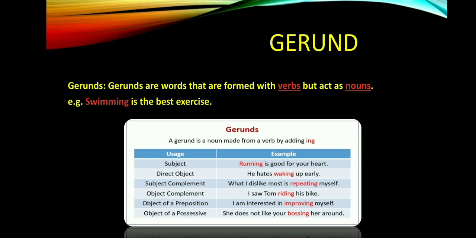For example, as a subject, see the first example. Running is good for your heart. So running is a gerund because a gerund is a noun made from a verb by adding ing.